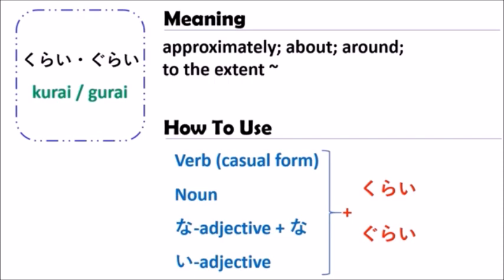So in Japanese, when you use the grammar of kurai or gurai, you can use it with a verb in casual form, a noun, and a na-adjective and i-adjective. So you can use it with verb, noun and adjective, and it has the same meaning as approximately, about, around. To understand more, let's go see some samples together.